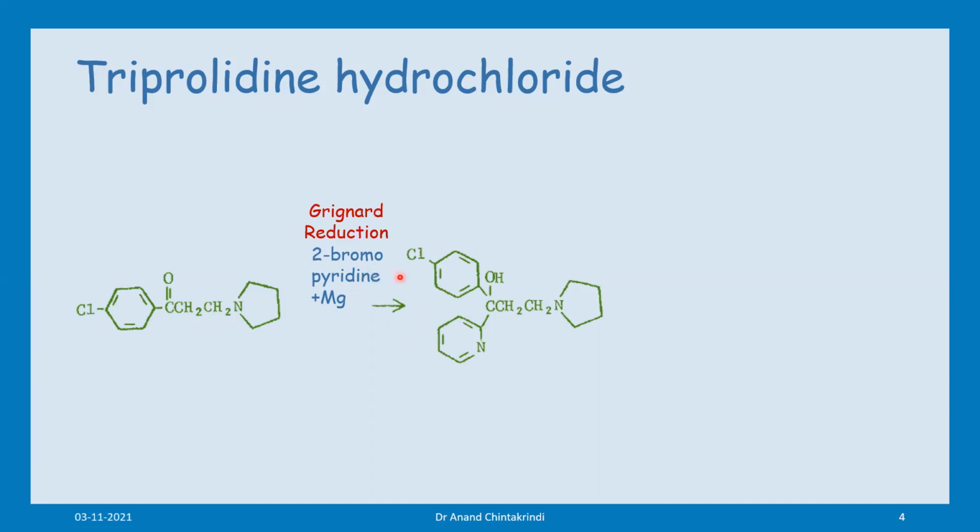Now the next step is the formation of a double bond between this carbon and this carbon by elimination of water. That is, in presence of acid, you'll get the elimination of this water molecule, that is OH from this carbon and H from the adjacent carbon. So this forms a double bond here, which is the formation of the triprolidine free base.